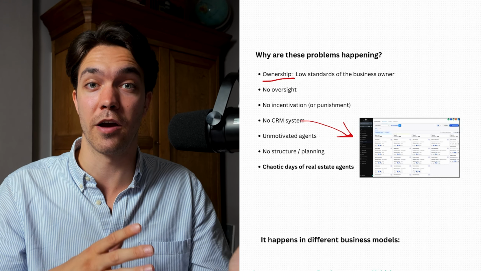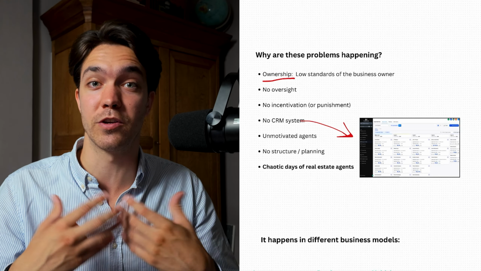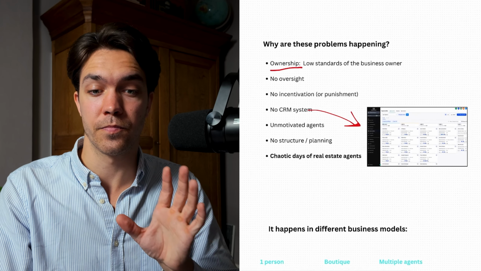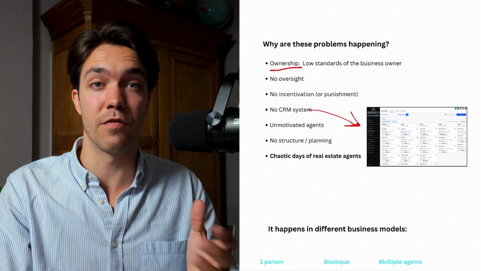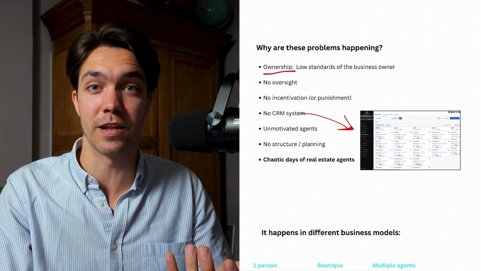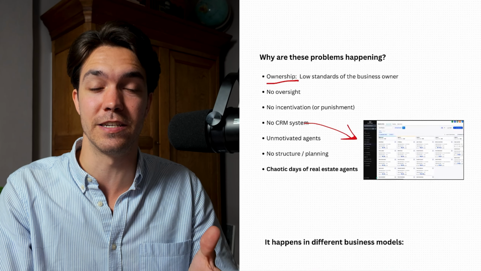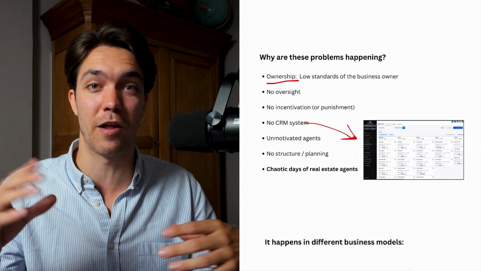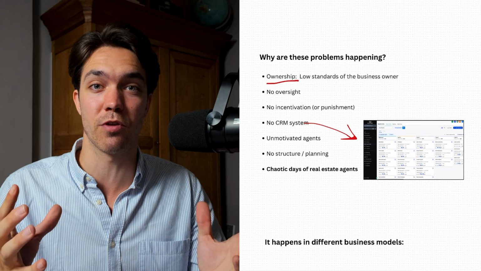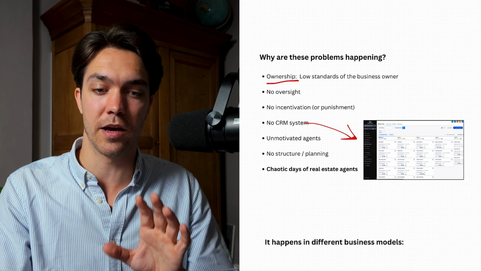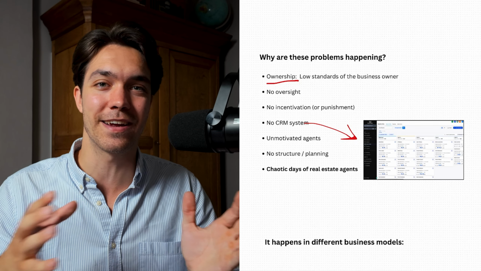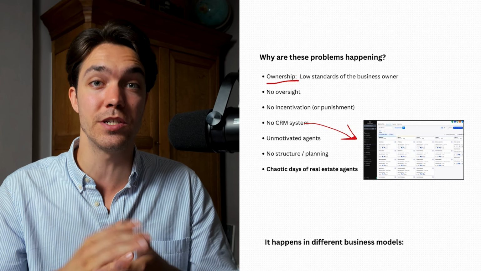So you can either hire agents that are motivated or try to motivate them better. Also, no structure and no planning. You have no idea who is following up with the leads, when they need to follow up with the leads. Maybe you have 5 agents all following up with their own leads, and there's just no structure and no clarity. And as you can see, I also put in there the chaotic days of real estate agents, which is true.